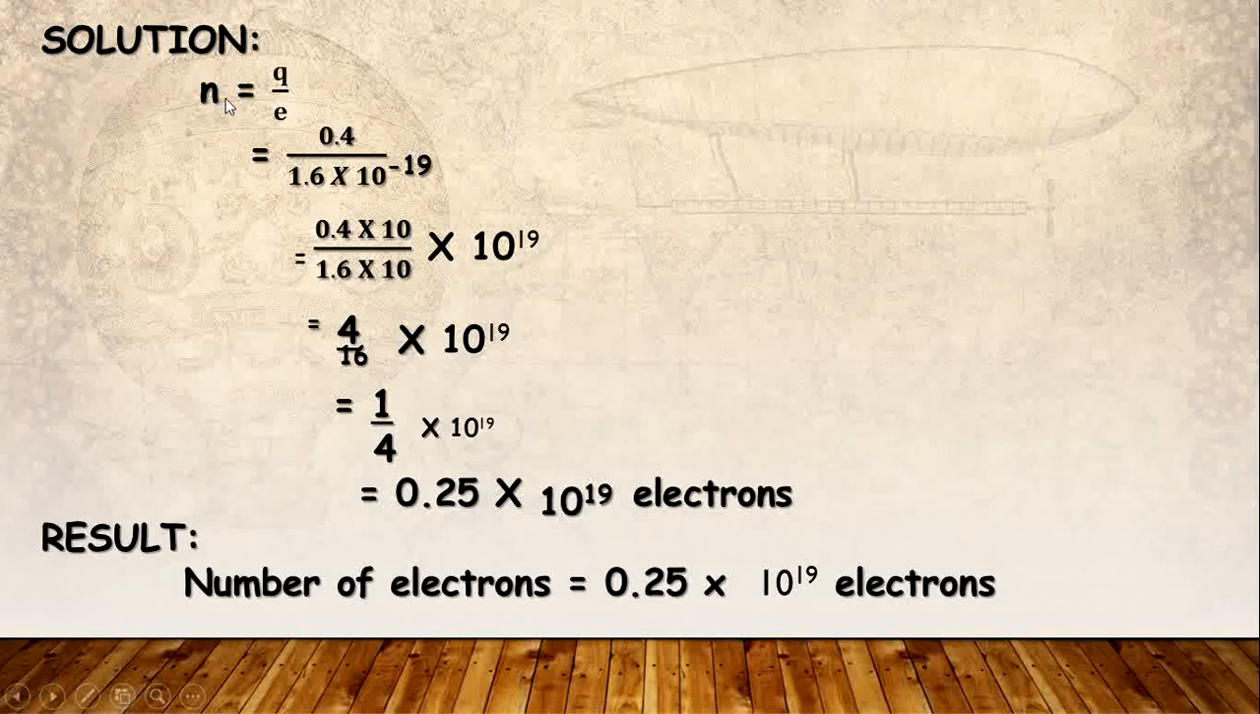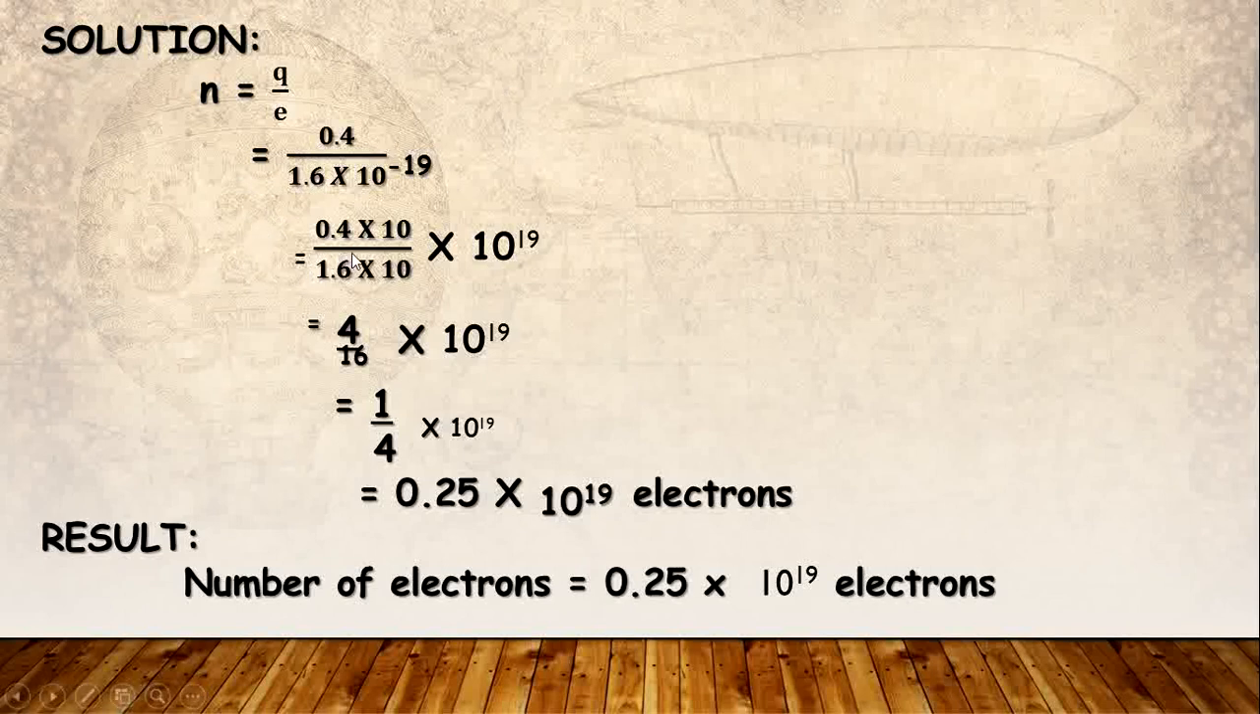Solution: the number of electrons N is equal to Q by e. The value for Q is 0.4, and the value for the electron charge is 1.6 into 10 power minus 19. Now we have to bring this 10 power minus 19 to the numerator. We get 10 power 19, and then we have to remove the decimal for both numerator and denominator. So we have to multiply with 10. So 0.4 into 10 by 1.6 into 10.